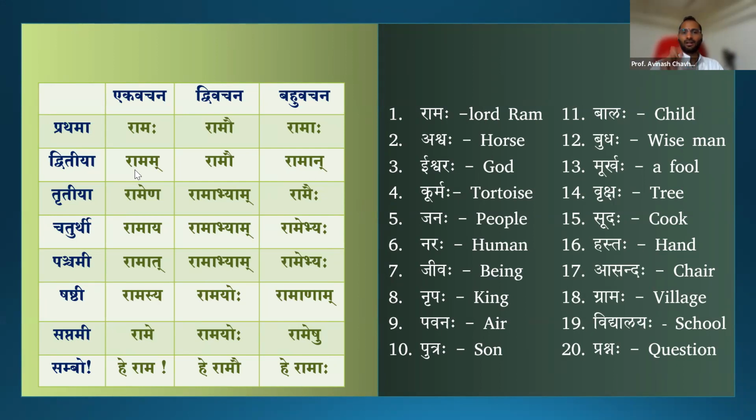Ramah, Ramau, Ramah, prathama. Ramam, Ramau, Raman, dvitiya. In a similar manner, whichever word we take, like let's take the word Narah, will be declined similarly. Narah, Narau, Narah, Naram, Narau, Naran, Narena, etc. Now I am going to ask someone to pick up one word and decline it similarly.